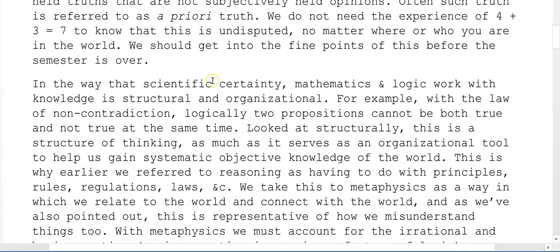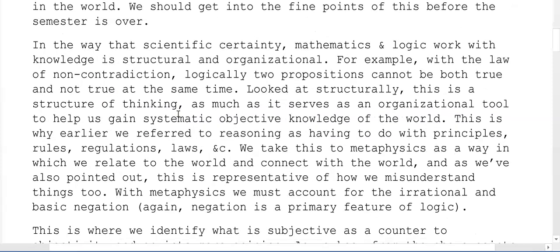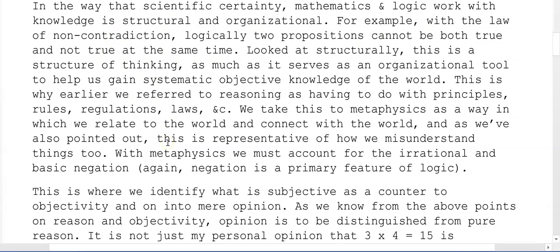So in the way that scientific certainty, mathematics, and logic work, knowledge is structural and organizational. Okay. So for example, with the law of non-contradiction, logically two propositions cannot both be true and not true at the same time. Looked at structurally, this is a structure of thinking as much as it serves as an organizational tool to help us gain systematic, objective knowledge of the world. This is why earlier we referred to reasoning as having to do with principles, rules, regulations, laws, etc.